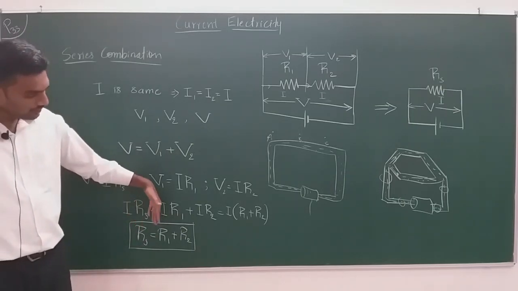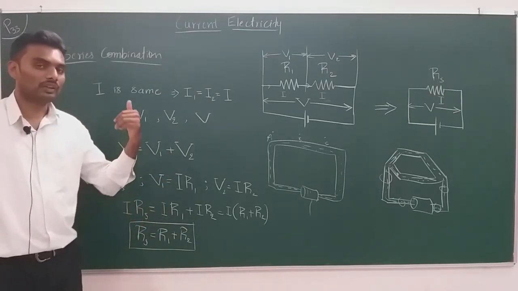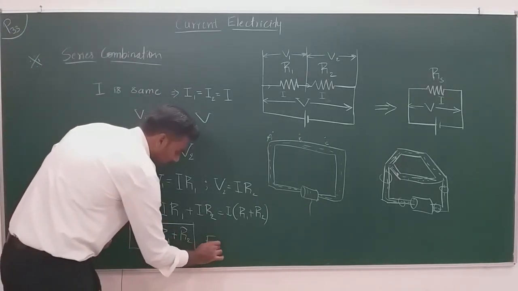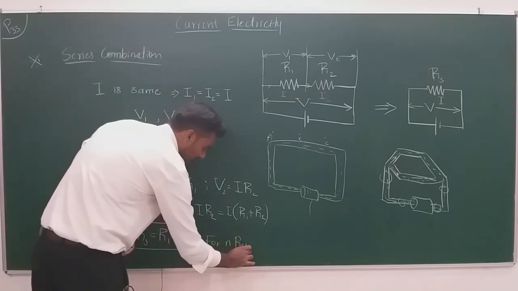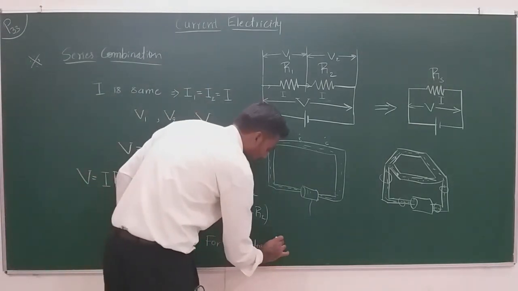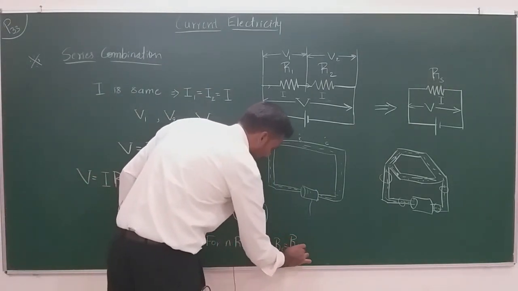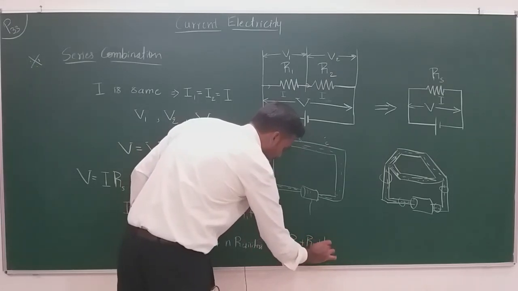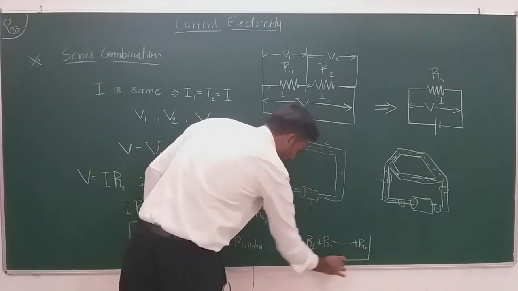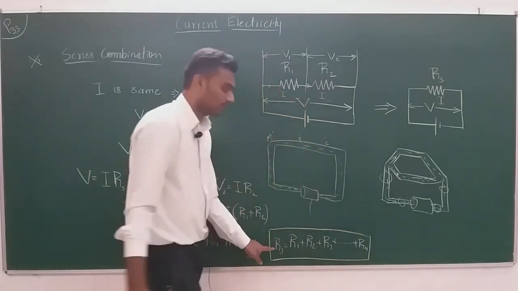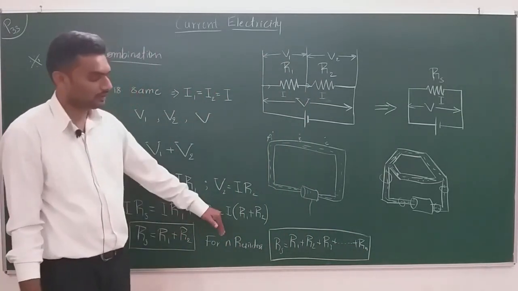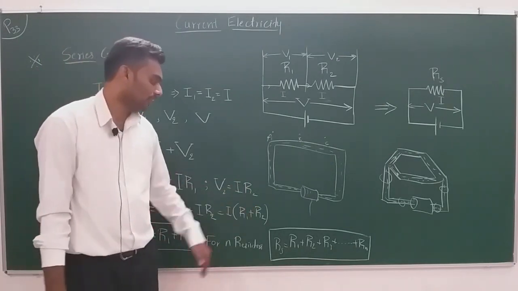Now, if I have more than two resistors, say 3, 4 or n resistors, then this was for two resistors. For n resistors, the expression continues and it will become Rs is equal to R1 plus R2 plus R3 plus so on plus Rn. Okay, so this is for n resistors. Here is where the derivation stops, but these are the extra special cases of the derivation.